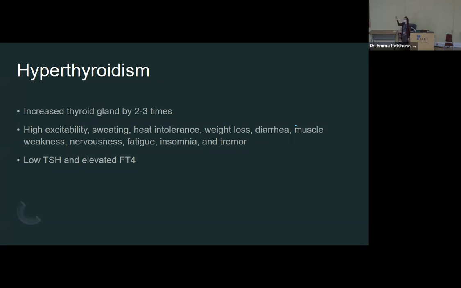T3 is what has the highest affinity to bind into those cellular tissues. You're going to have negative feedback then hitting onto your TSH. Your anterior pituitary is like, oh, there's tons of T4 around, I'm going to stop producing as much TSH because I don't need it. But the body still isn't getting that conversion process to T3.